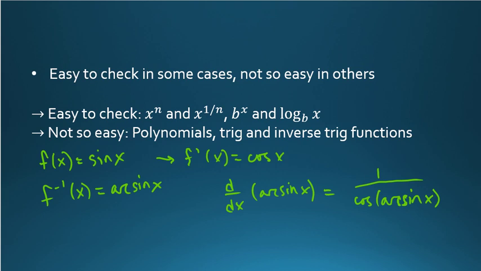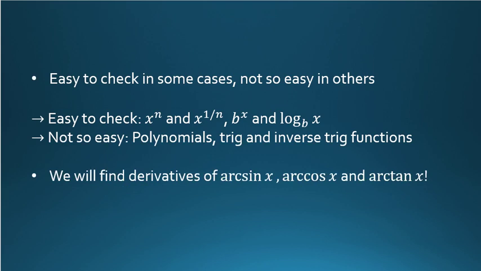So we're going to use the technique of implicit differentiation to help us figure out a much nicer formula for the derivative of arcsine x, arccosine x, and arctan x. We're going to see what their derivatives are. We're actually going to go through the proof, if you will, of one of these. The other two use the same kind of process, the same kind of tricks.